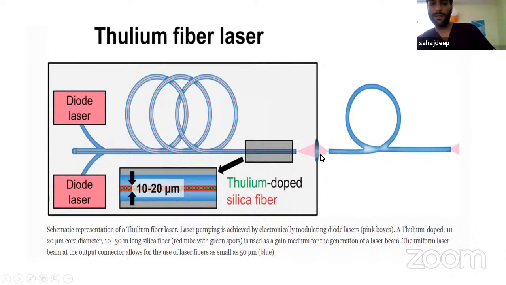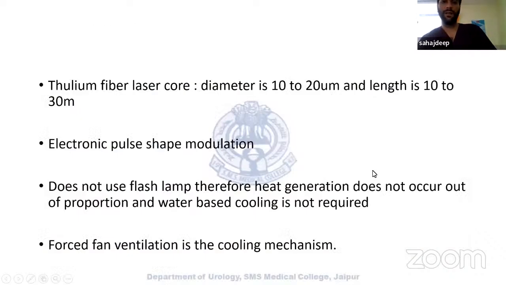The uniform laser beam at output connector allows the use of laser fiber as small as 50 micrometer. Thulium fiber laser core is around 10 to 20 micrometer and length is around 10 to 30 meter. Electronic pulse shape modulation occurs via diode laser. As it does not use a flash lamp, heat generation does not occur out of proportion, and a water-based cooling system will not be required; a forced fan ventilation is the cooling mechanism in this type of laser.